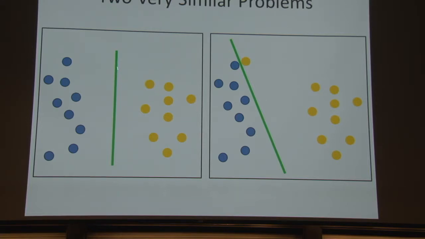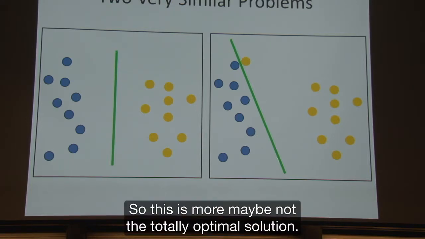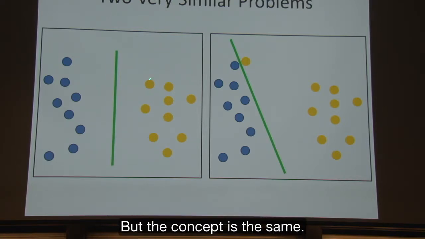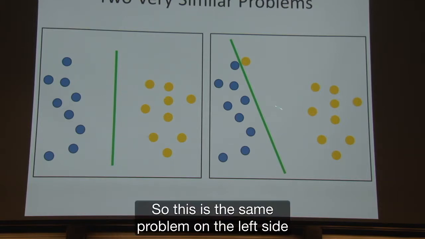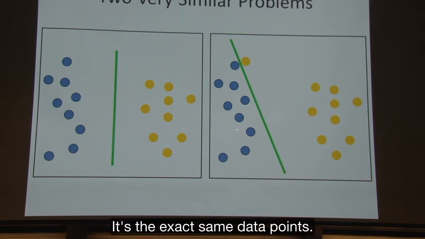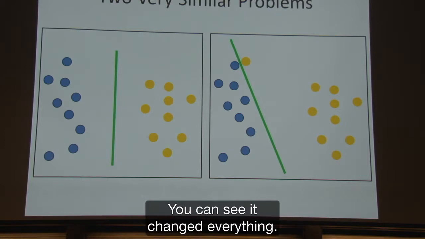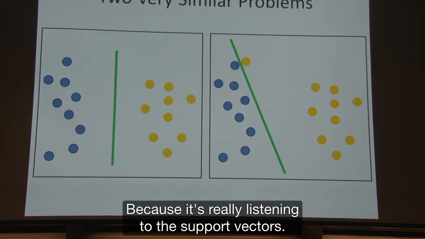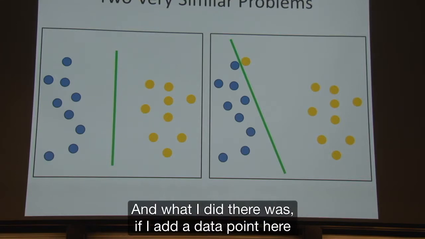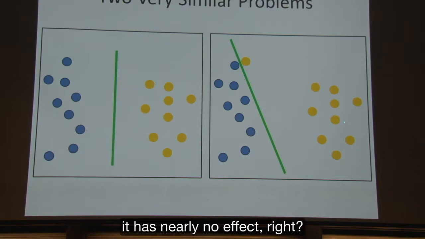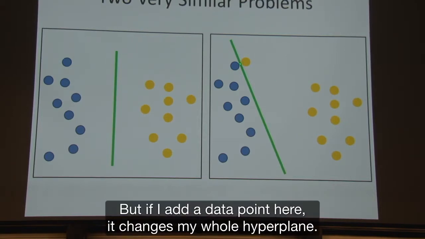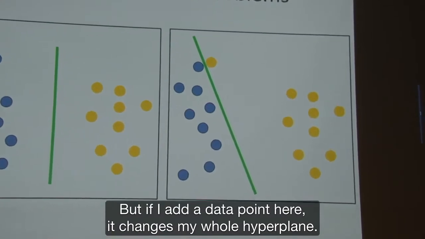So, here's the concept. So this is maybe not the totally optimal solution. It was more by eye. But the concept is the same. So this is the same problem on the left side, on the right side. It's the exact same data points. I just added one more orange guy here. You can see it changed everything. Because it's really listening to the support vectors. And what I did there was, if I add a data point here, it has nearly no effect, right? But if I add a data point here, it changes my whole hyperplane.